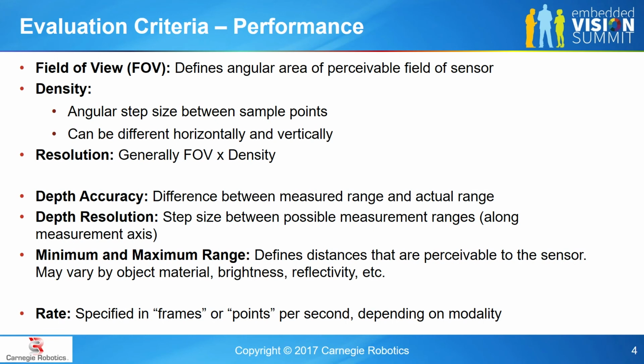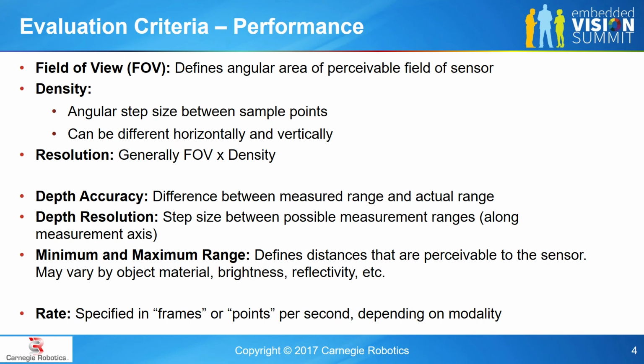So when we think about 3D sensors, we classify criteria into 2 different groups, performance criteria and non-performance criteria. Performance criteria in our language means anything that affects the quality of the data that comes out of the sensor, and everything else is non-performance criteria. Field of view should be fairly well understood. It's the angular area that's perceivable by the sensor. And that's the way we always think about this in terms of angular field of view for all the sensors that we use.